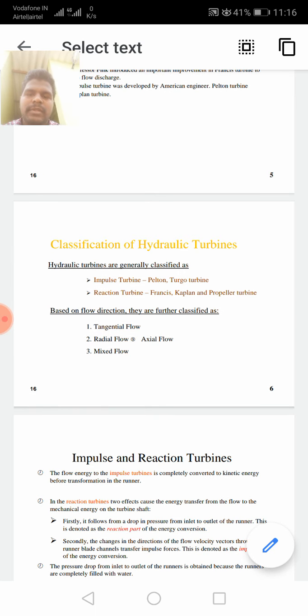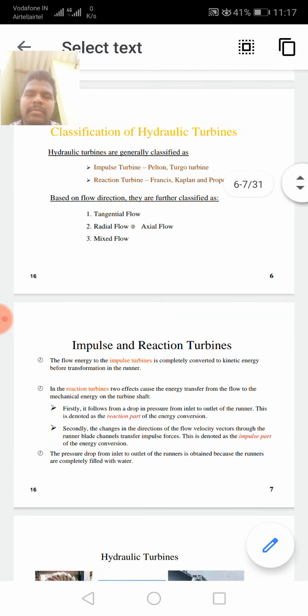Classification of hydraulic turbines. Hydraulic turbines are generally classified into two types. First one, impulse turbine. Second one is reaction turbine. Pelton and Turgo turbines come under impulse turbine, and Francis, Kaplan and Propeller turbines come under reaction turbine. Based on the flow direction, they are further classified as tangential flow, radial flow, axial flow, and mixed flow. There are three classifications based on the direction.